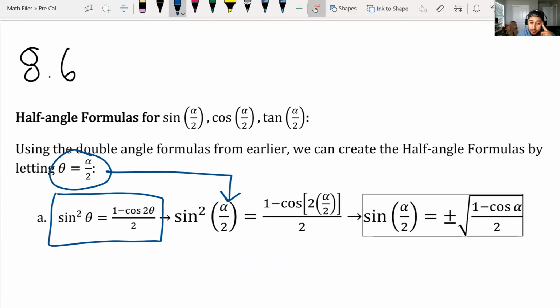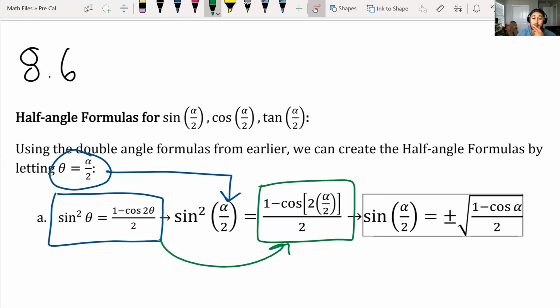You now get sine squared of alpha over 2. So now this portion of the formula becomes 1 minus cosine of 2 times alpha over 2, over 2. The only replacement we had was that this alpha also went here into the formula. Okay, so do the math, and this 2 and that 2 cancel. And that leaves me with 1 minus cosine alpha.